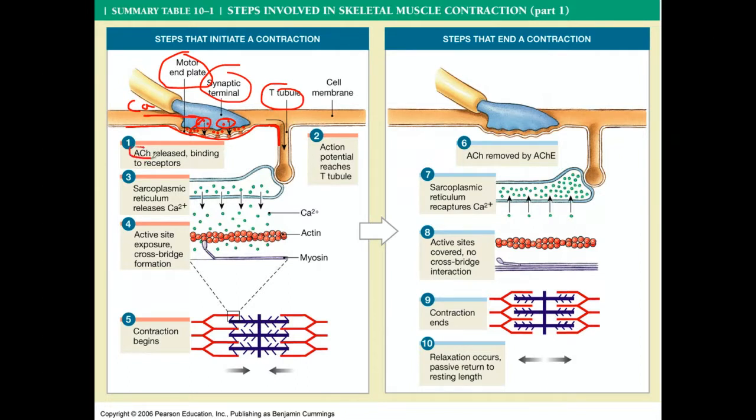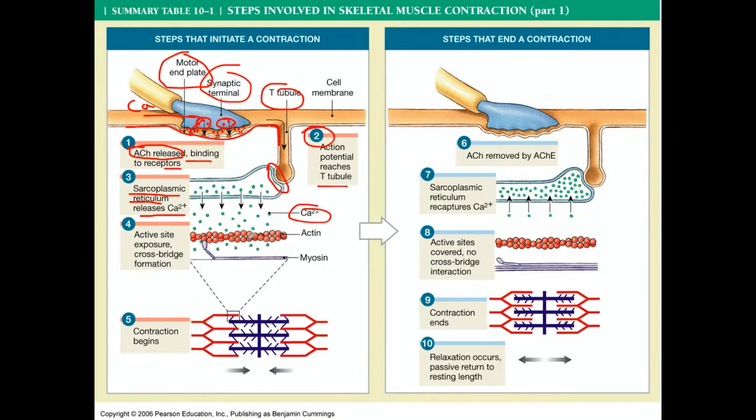So you're going to have, number one, acetylcholine is going to be released. It's going to bind to the receptor. Those receptors are on the membrane of the muscle. Excitation is going to happen. Number two, the action potential goes down the T tubule. Right here is the T tubule butting up against the sarcoplasmic reticulum. What does the sarcoplasmic reticulum store? Calcium. That calcium, there it is, it's going to be released.